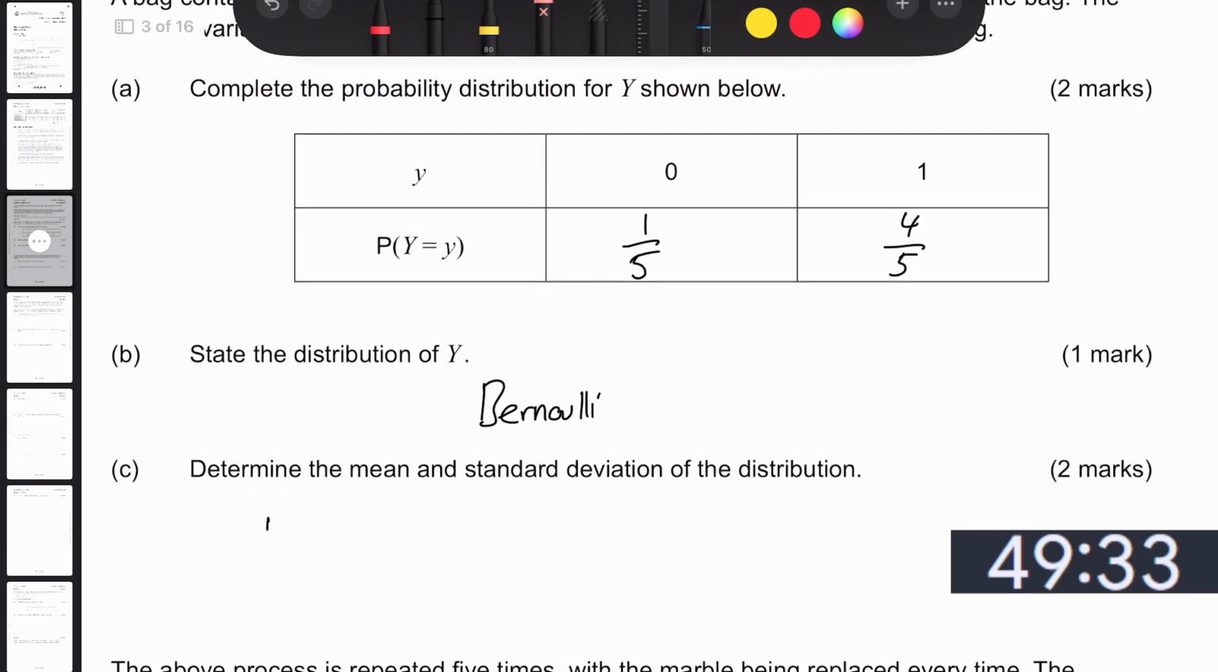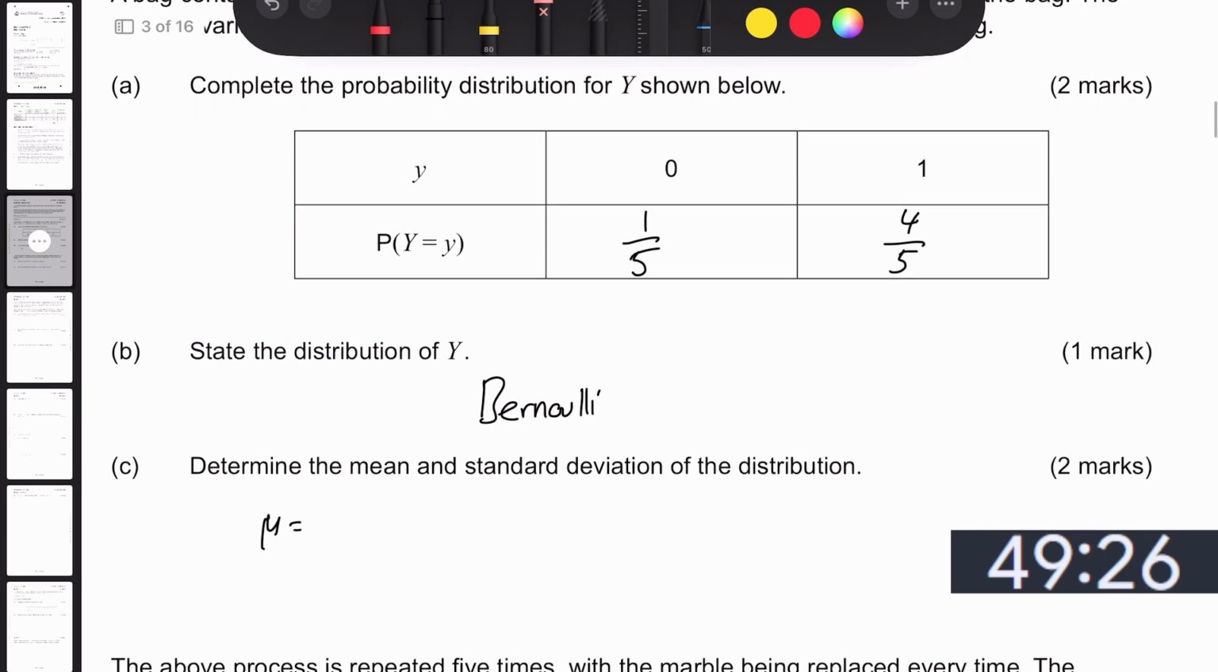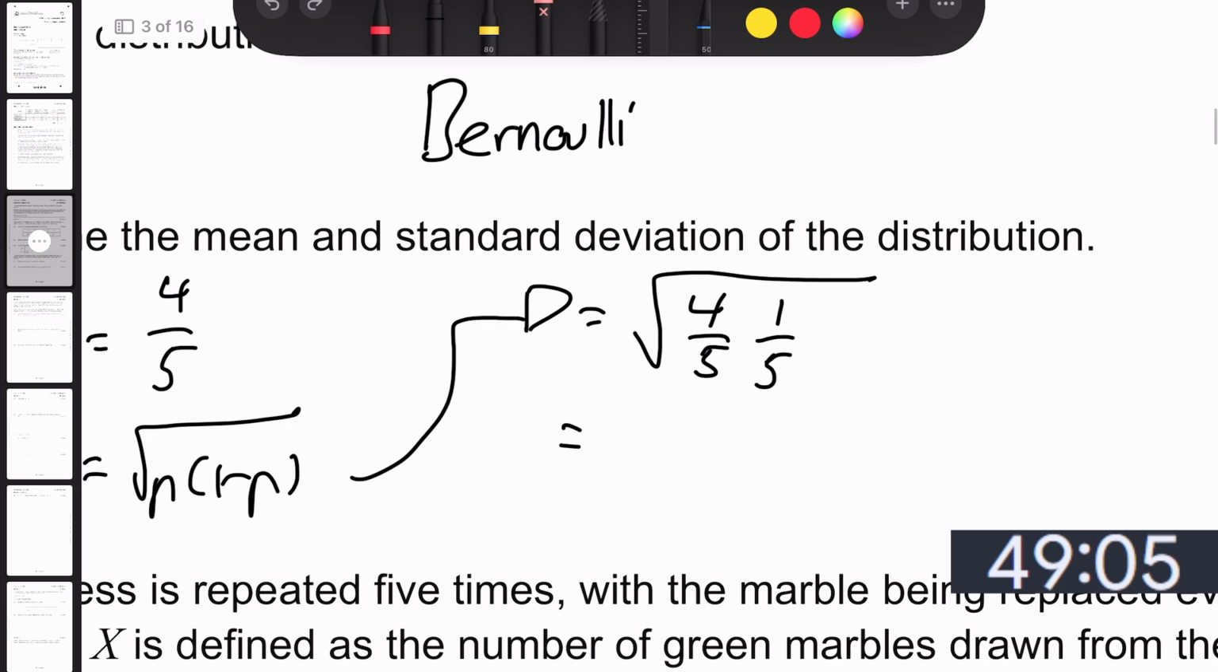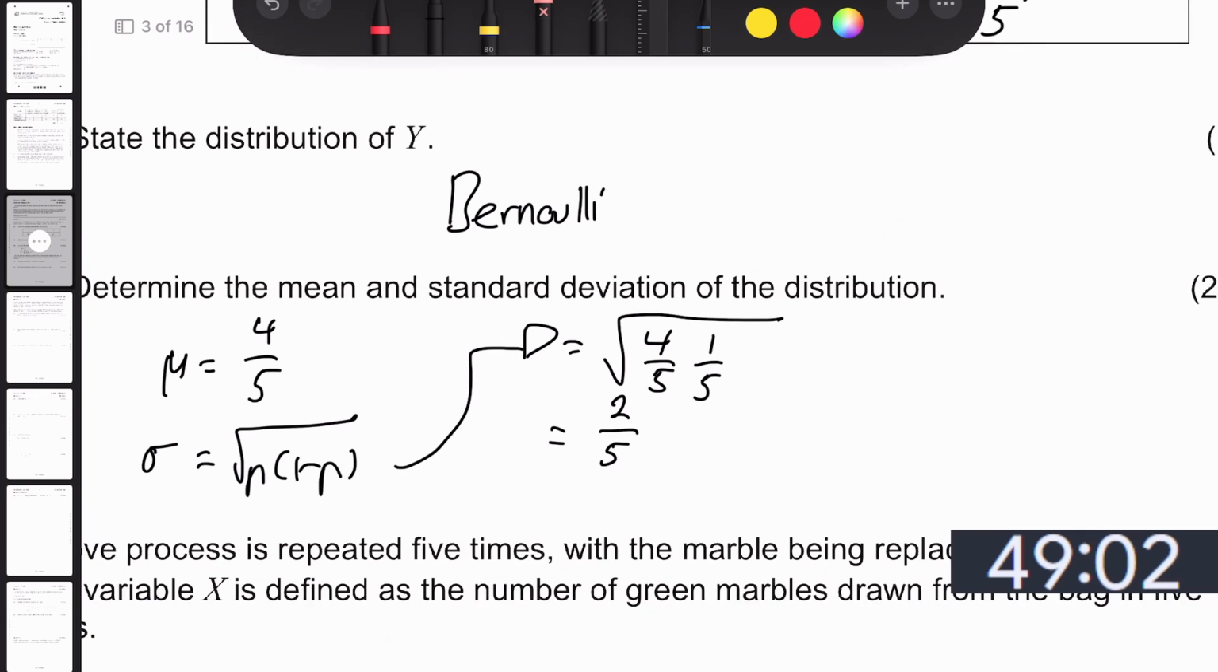Determine the mean. For a Bernoulli distribution, the mean is just equal to p, which is going to be 4 on 5. And then my standard deviation is going to be the square root of p(1 minus p), equal to the square root of 4 on 5 times 1 on 5. It's going to be 2 on 25. Oh, sorry, 4 on 25, which will square root to 2 on 5. Make sure this is correct in my formula page.